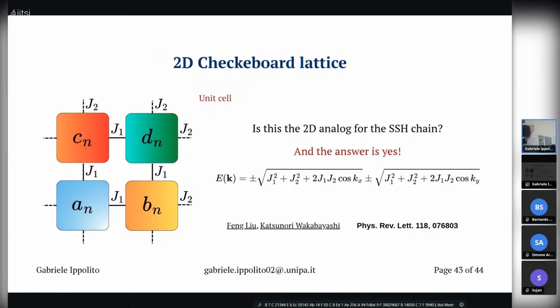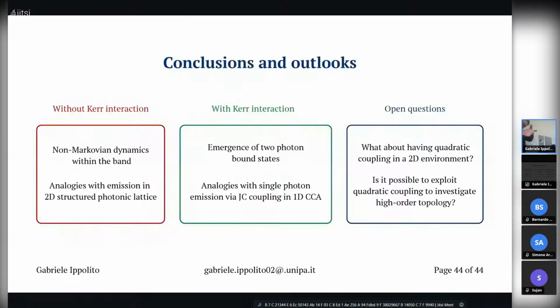This is interesting because one of the open questions of my PhD is whether it is possible to exploit the quadratic coupling to investigate the so-called high-order topology, so topological properties that are typical of higher dimensional systems, relying on the fact that the emission dynamics in those systems are the two-photon emission dynamics in my one-dimensional systems. And this is a brief summary of the principal result of my thesis and my PhD so far.